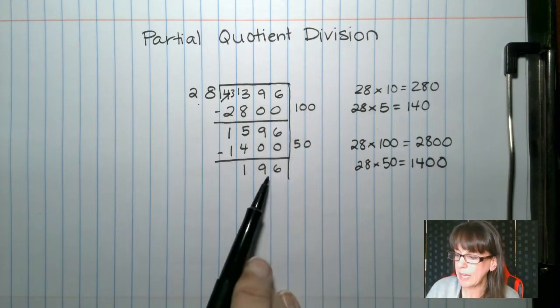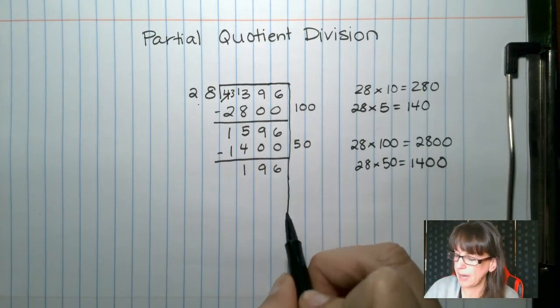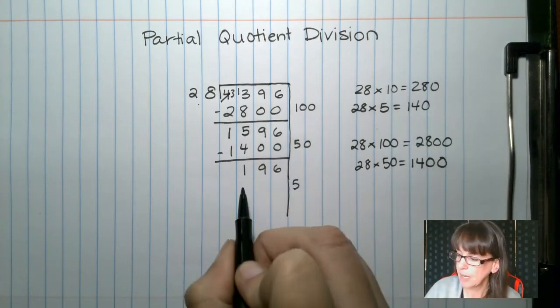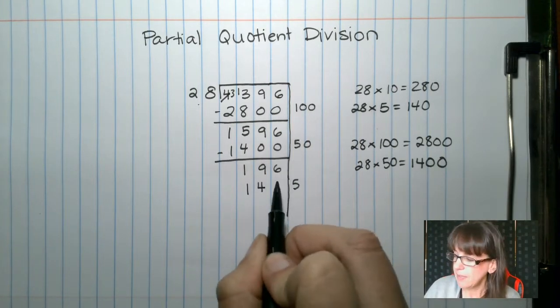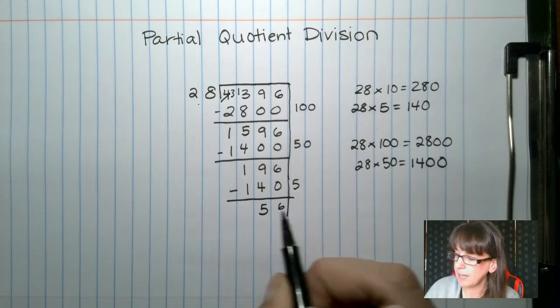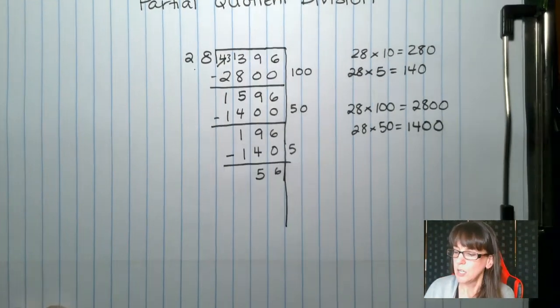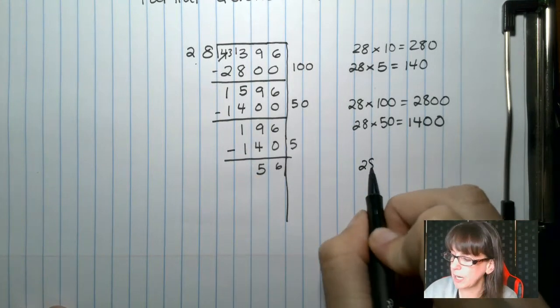So how many times does 28 go into 96? Well, we know at least 5 times because we did that. So let's do a 5 here, and we say, okay, 140. And then let's do some subtracting here. We get 6, 5, so 56. Okay, so how many times does 28 go into 56? Probably 2. Let's double check.